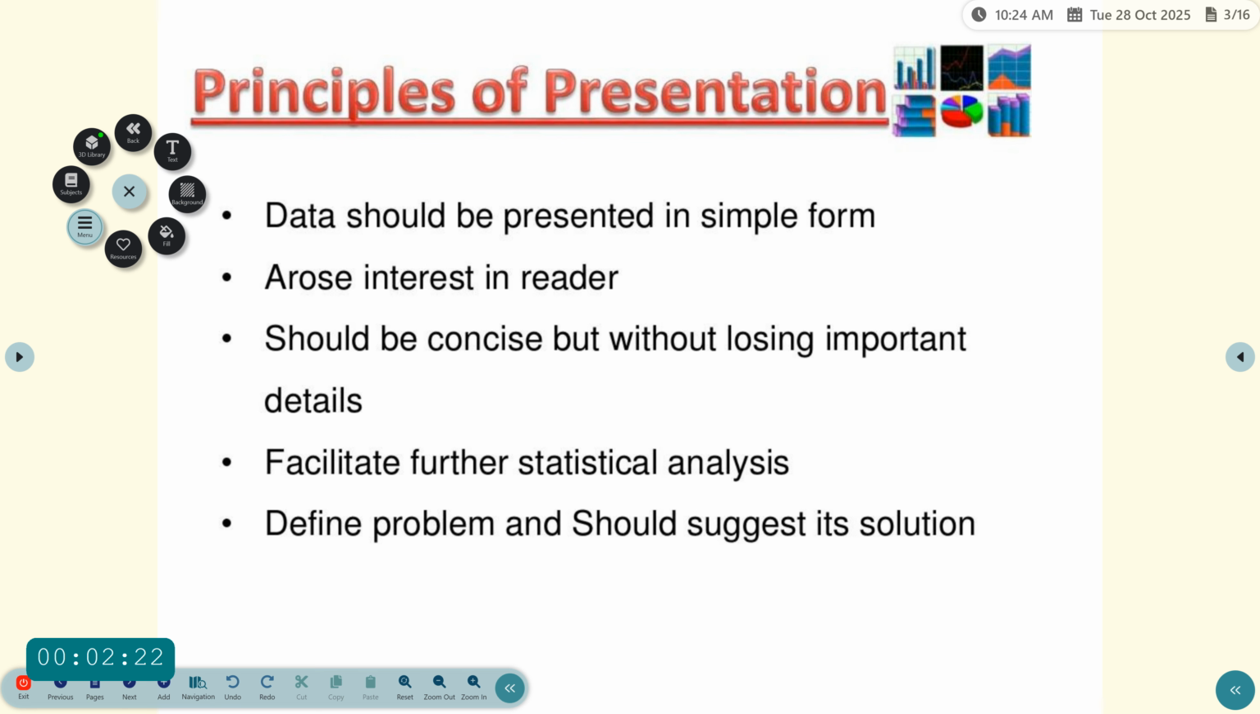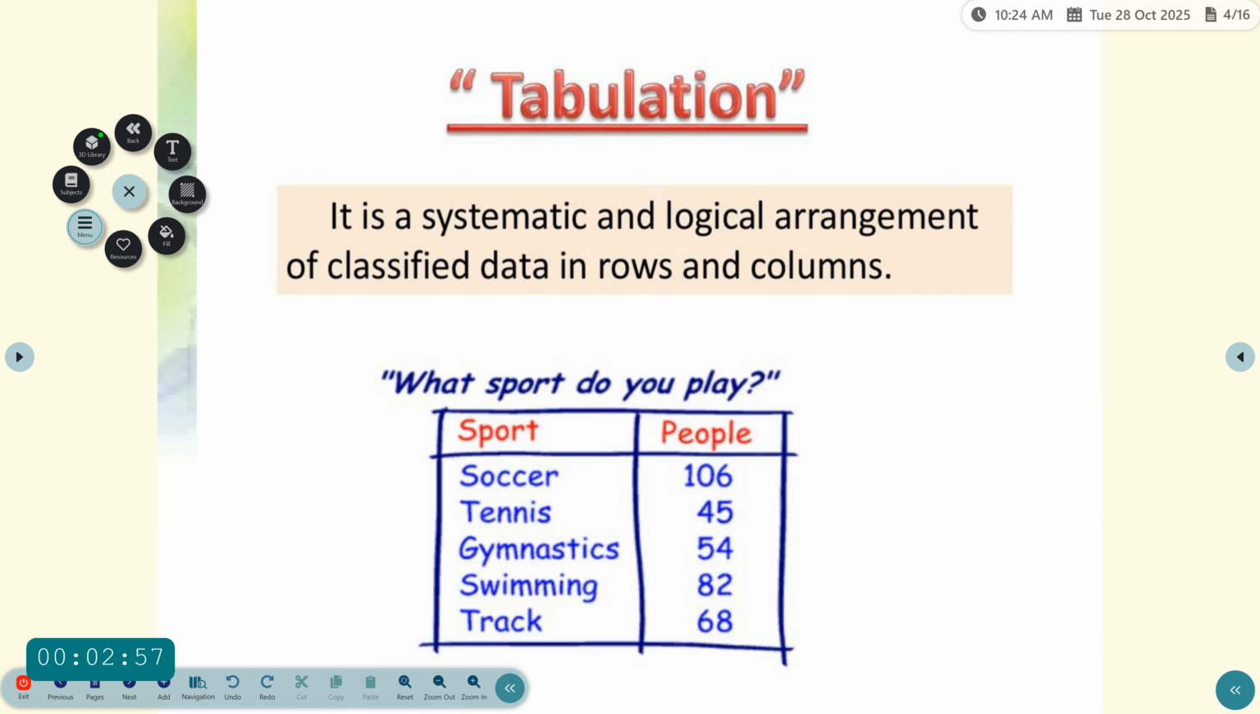Now, what are the principles that we have to follow for presentation? Data should be presented in simple form, then it creates interest in the reader. Whoever reads the format, it creates interest. It should be concise but without losing important details. Then it should facilitate further statistical analysis. A defined problem should suggest its solution. It brings the solution for the collected information.